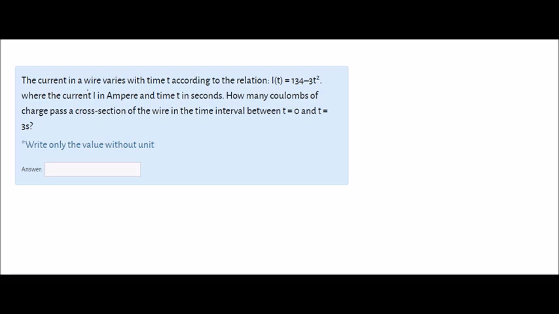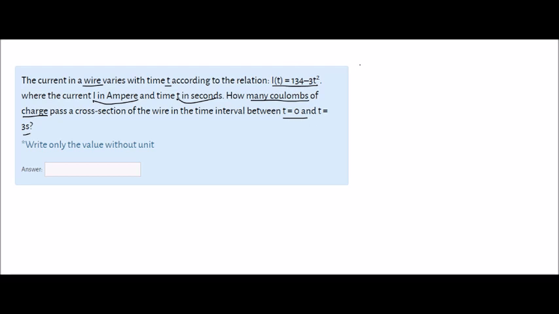The current in a wire varies with time t according to the relation. So we have a function of current. Current varies with time: 134 minus 3t squared, of course in ampere. So current is expressed in ampere and t in second. Fine. How many coulombs of charge pass a cross section of the wire in the time interval between 0 and 3 seconds? Okay, so they give us the current, we calculate the charge.